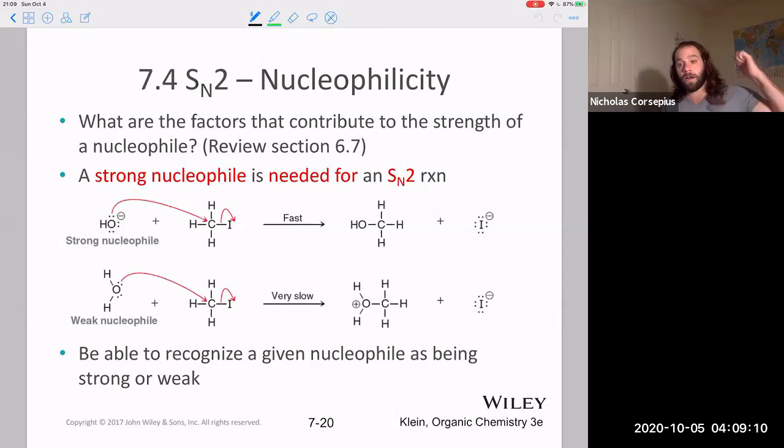Okay, so sterics is a super important factor for SN2 reactions. The more sterically hindered that alpha carbon is, the slower it's going to occur. And if you get to the point where you have a tertiary alkyl halide, it's just not going to happen at all because it's too sterically hindered.